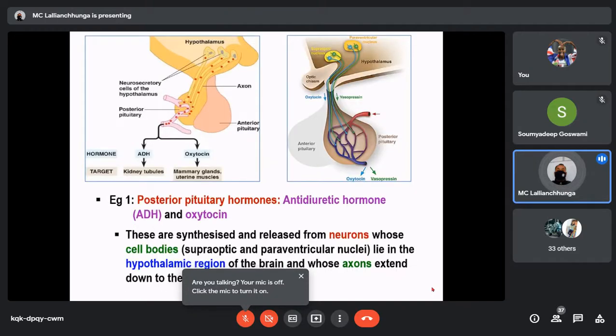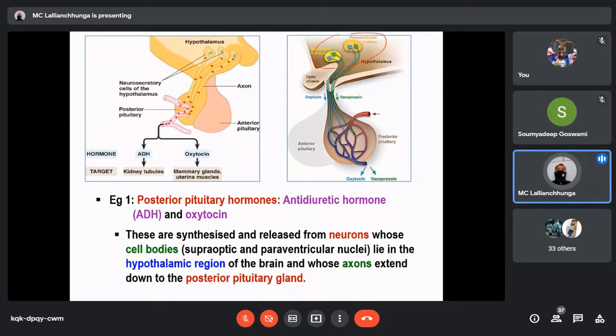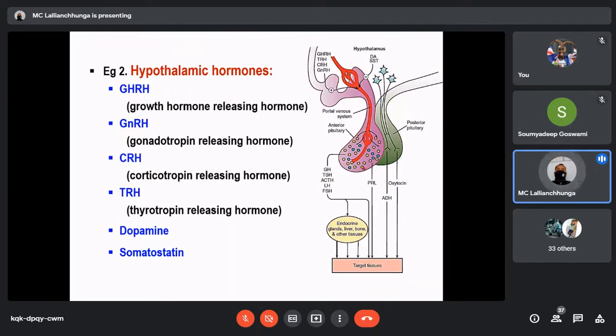The example I've given you is the pituitary hormones. Here you can see from the paraventricular nucleus and supraoptic nucleus, ADH and oxytocin are released through the axons, and then they are stored in the pituitary gland. When they are needed, they will be released into the bloodstream. Oxytocin and vasopressin.